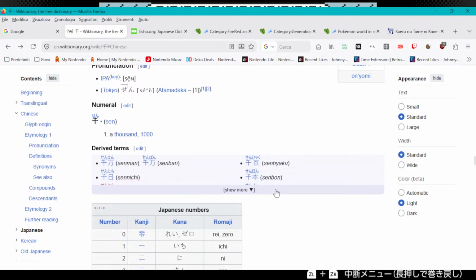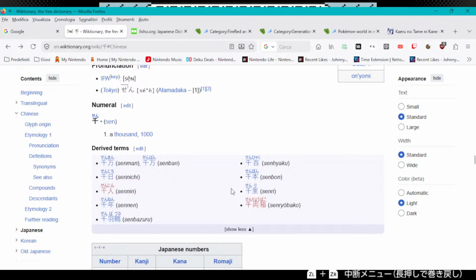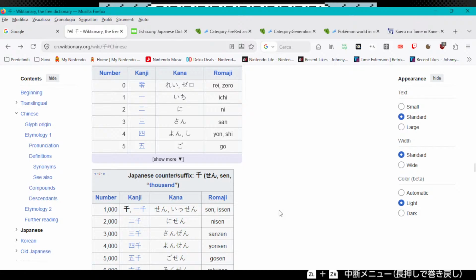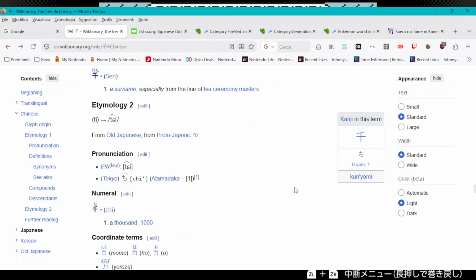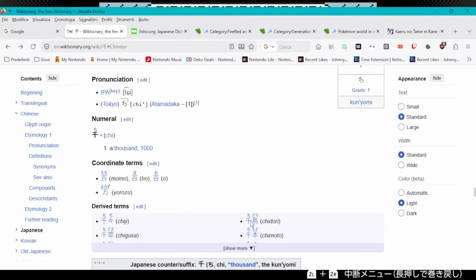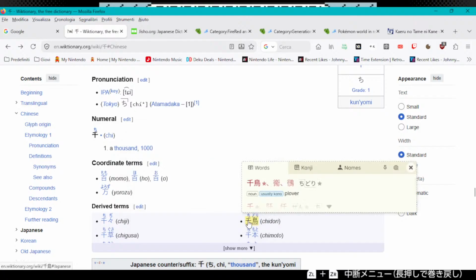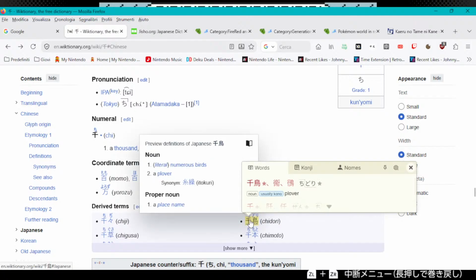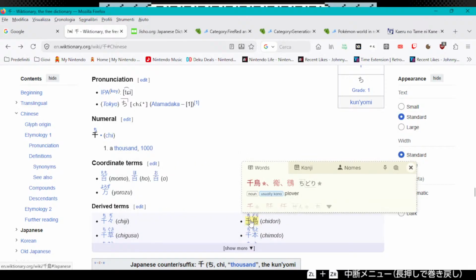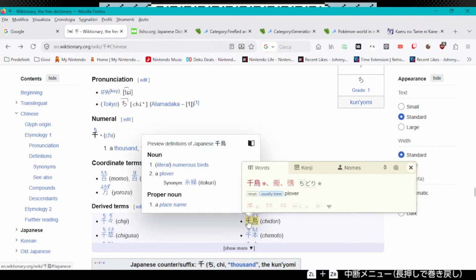I think it shows it down here for chi. Yeah, here it is. For example, you might have heard of chidori. Actually, accent on the first mora, so chidori. Technically plover. But yeah, literally 1000 bird.